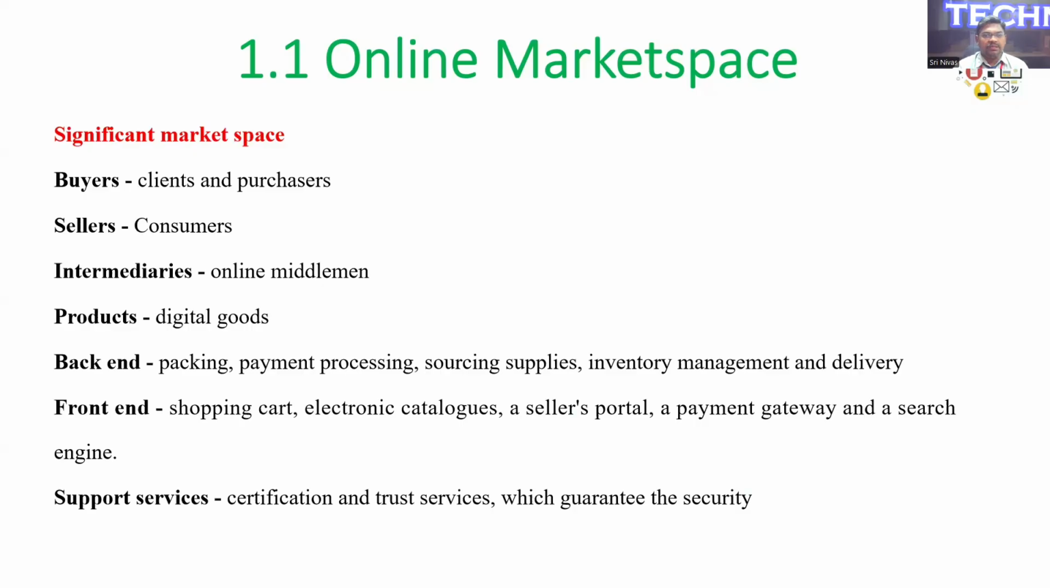The first one is buyers. Buyers, for example, clients and purchasers. These are all the buyers. And sellers. Sellers are most probably corporate companies and also agents like that. And intermediaries. Intermediaries are the middlemen, always between the sellers and the clients.